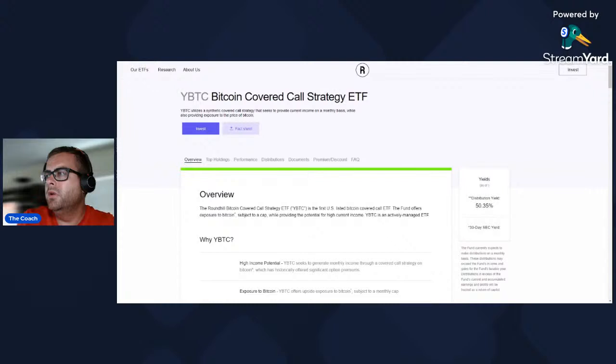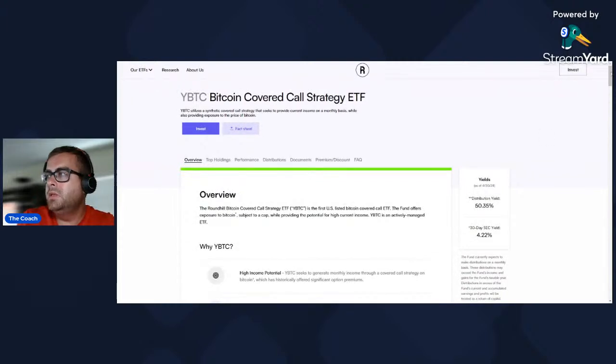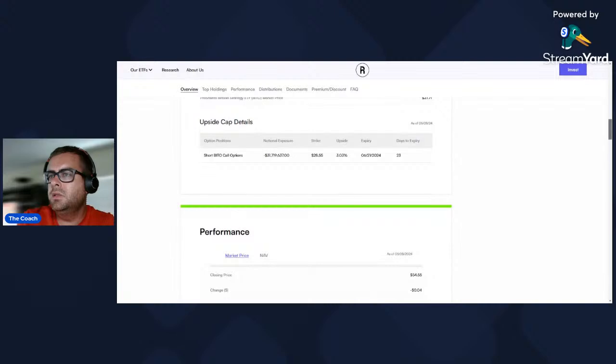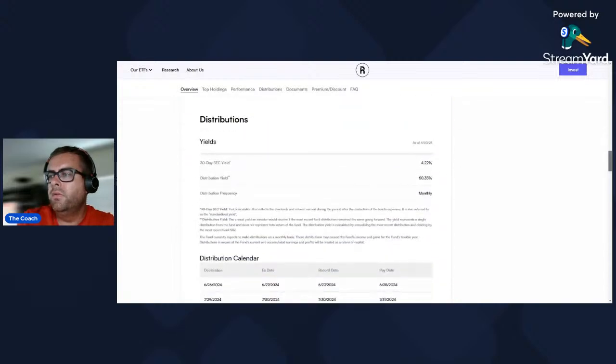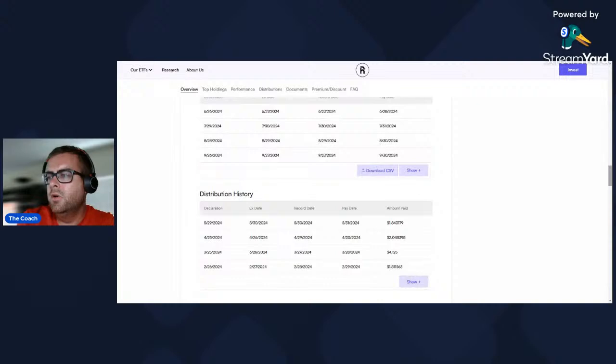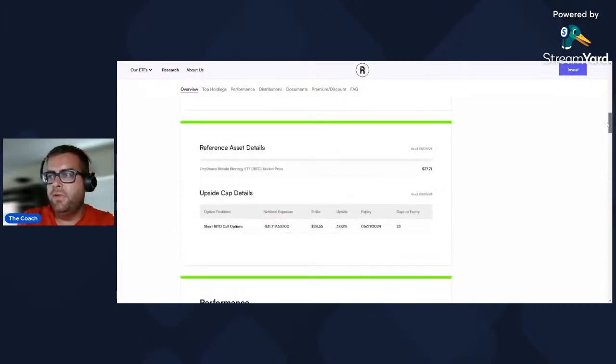Then let's go look at YBTC, which is going to be over here. So YBTC has a crazy yield, still 50% annualized. $1.84. So it's lower than the last 2 months, but higher than the first and second months. So this is the third highest dividend for YBTC. On an annualized basis, that's still 50%.